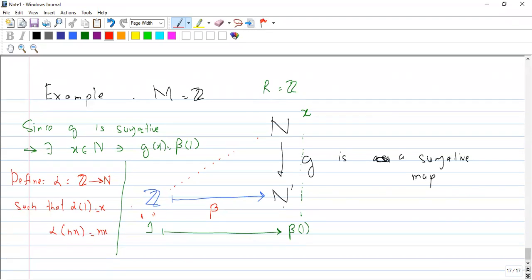सो नाउ व्हाट इज माय क्लेम दैट this is the map which I defined here. So what is my claim that this alpha is a lifting of beta. This alpha is a lifting of beta.